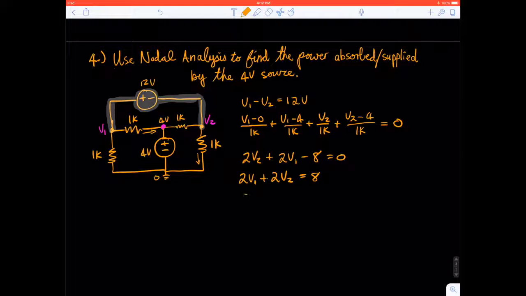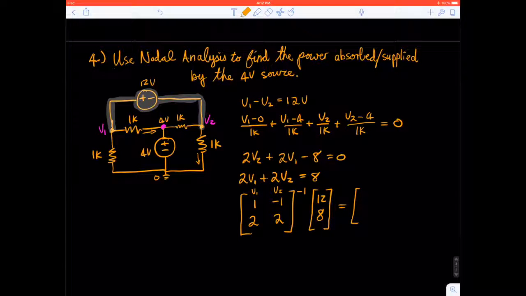If we wanted to write this in a matrix, we can do this. It's just a simple 2 by 2 matrix. We'll name this V1 column, V2 column. We're going to have a 1 right there and a minus 1 right there. And remember, we're going to invert this, and then multiply it by the constants, which in this case would be a 12. Then for the second equation, we have a 2 and a 2 and then an 8. If you throw that in MATLAB or use your calculator to solve that, you should get something like, let me check MATLAB, an 8 and a minus 4.